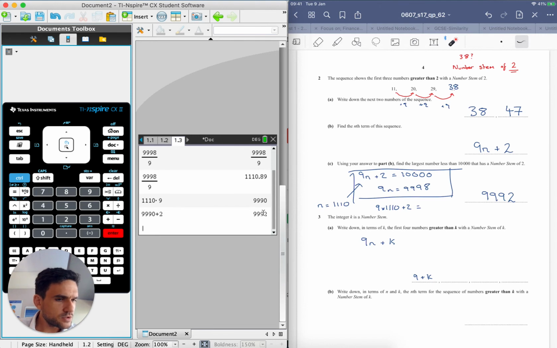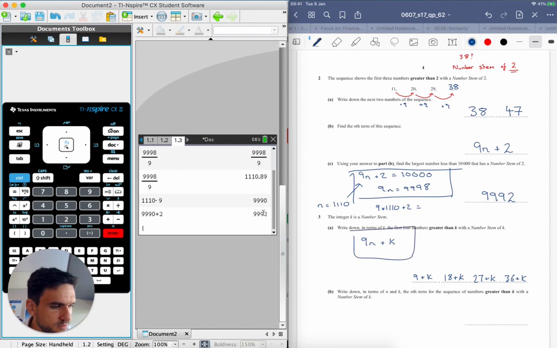Now, it was 2 lots of 9 for the next one, which is just 18, plus a k, then 27 plus a k, and 36 plus a k. Now, in terms of n and k, that was this, wasn't it? 9n plus k. Yeah, so it's 9n plus k.